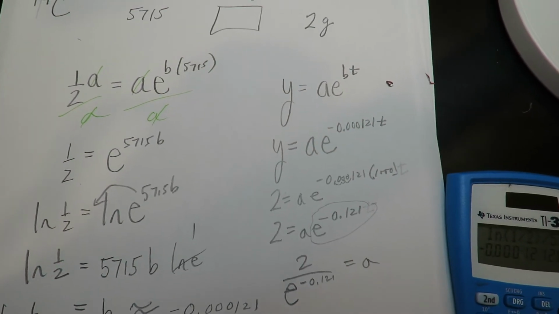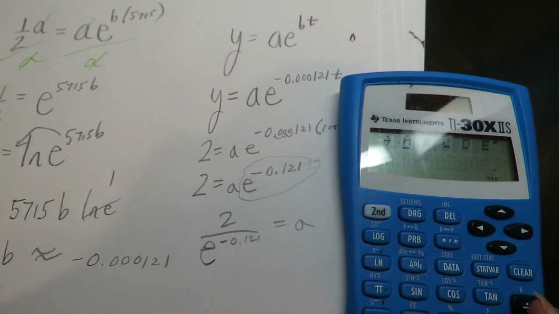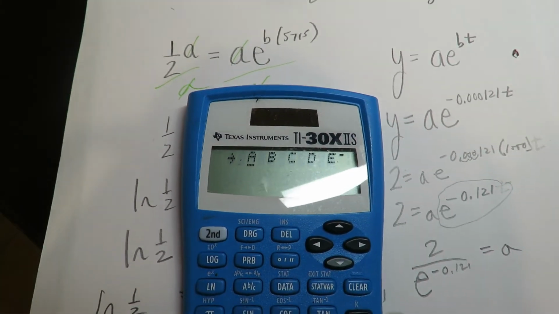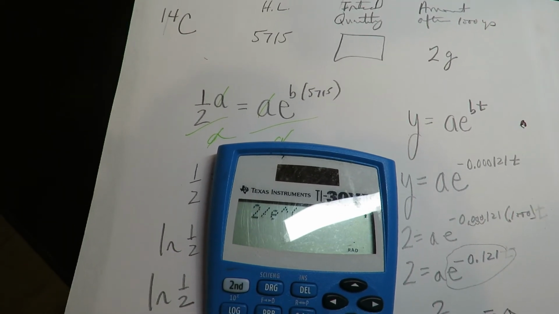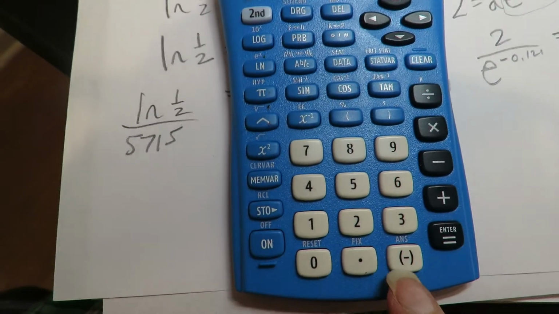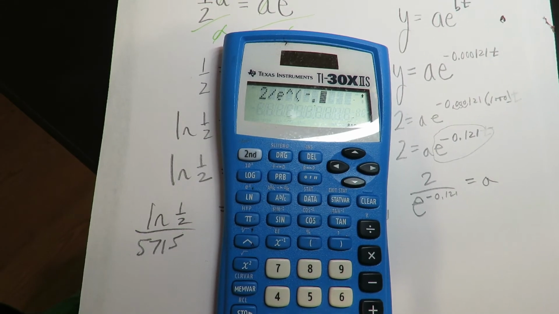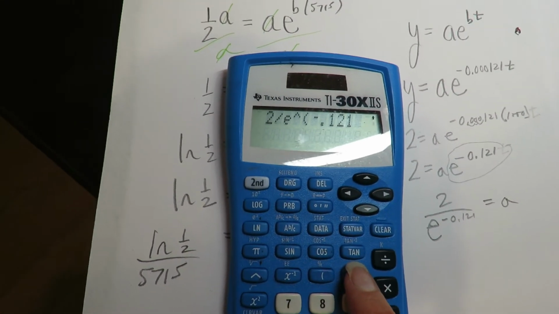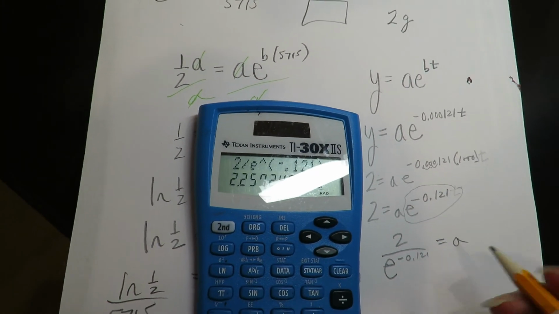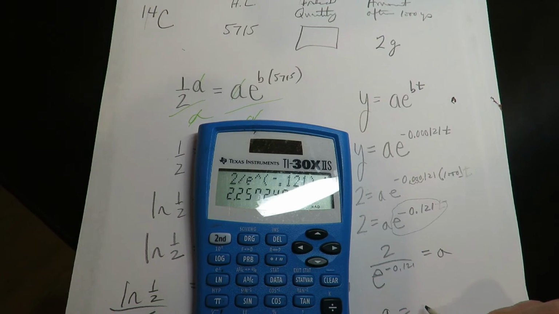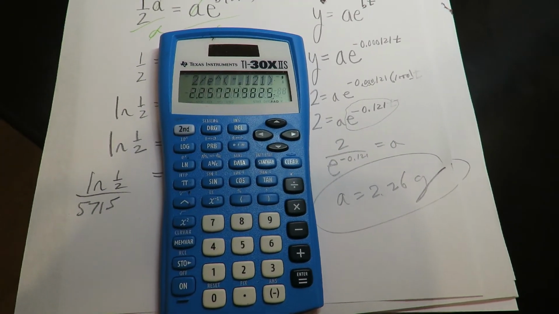Just going to plug this in my calculator. Let me see if I can do this in a way you can see it if you want to see the calculator part. Okay. So 2 divided by shift e, negative, make sure you hit the negative key, not the minus, negative 0.121. Just because for some people they get an error in their calculator and they don't know why. Alright, I'm going to just do 1 decimal on this, so okay, I'll do 2. 2.26 grams would be the final answer to that.